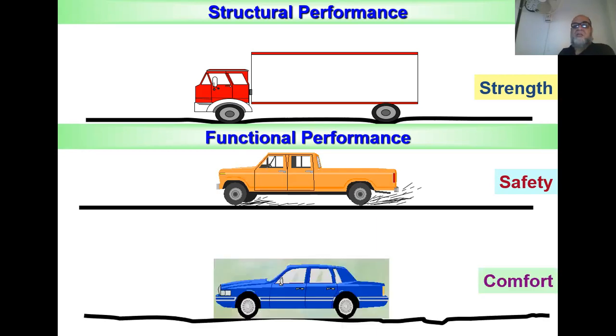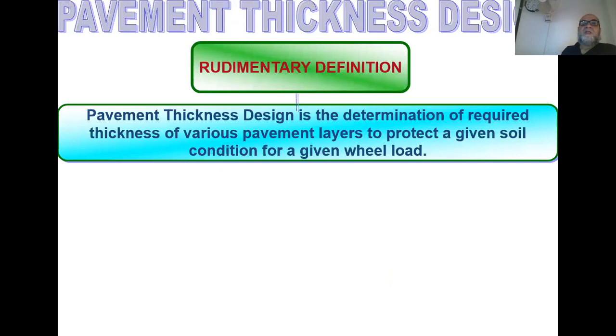And obviously, comfort is always for the motorist. So whenever they feel uncomfortable, for them the road has failed to meet its desired objectives. So there comes another definition. The pavement thickness design is the determination of required thickness of various pavement layers to protect a given soil condition for a given wheel load.